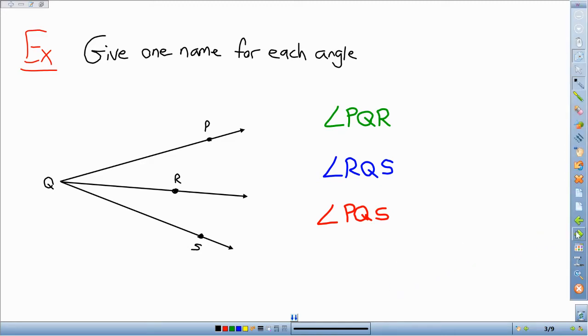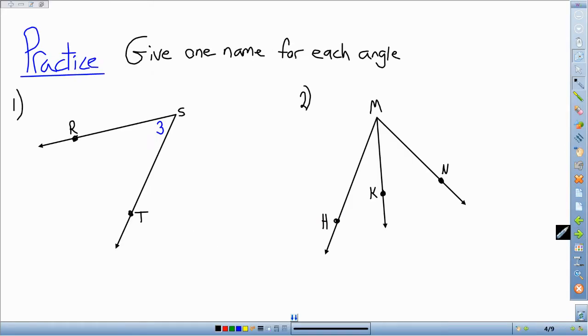All right, so I'm going to give you a chance to try a couple of these. It says give one name for each angle. On number 1, give a name for that angle, and on number 2, give a name for each angle. Okay, go ahead and try it out.